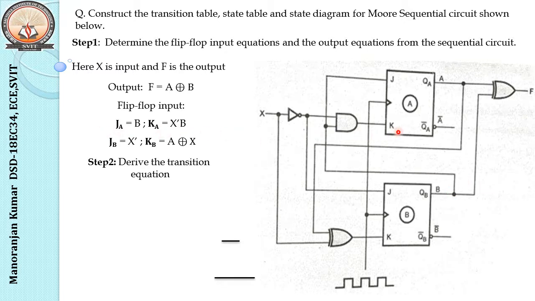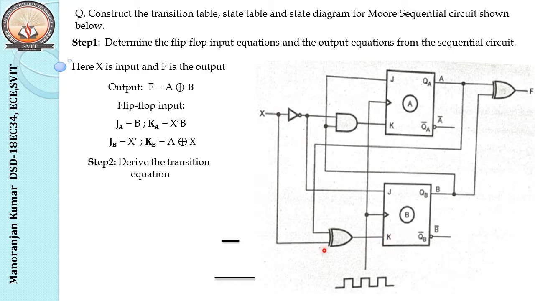For this X, after X a NOT gate is there, and the output of the NOT gate is connected to the AND gate. That means here we'll get X bar, and this connection is your QB or B. So you will get X bar B. In the same manner for JB, you can see this connection is from the output of the NOT gate. So I'll get JB as X bar, and KB is, this is your KB.